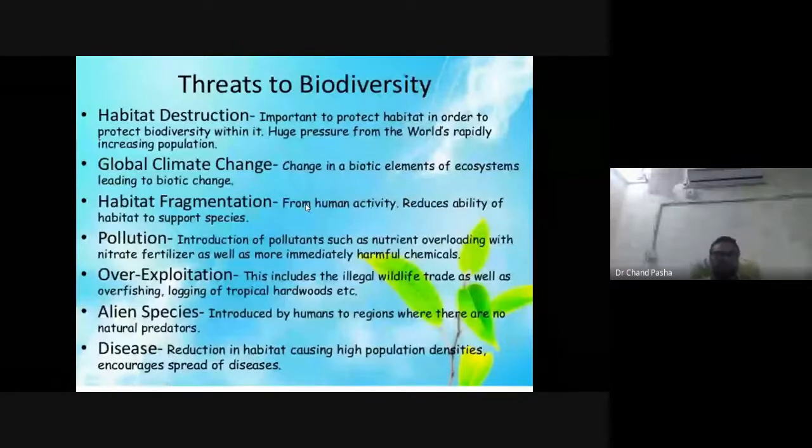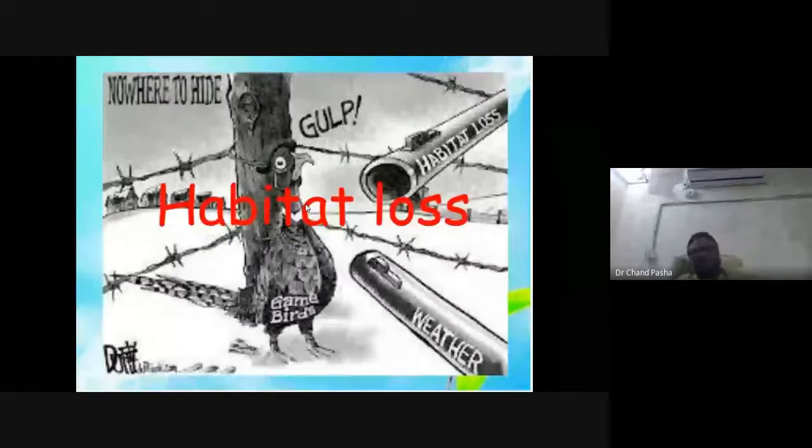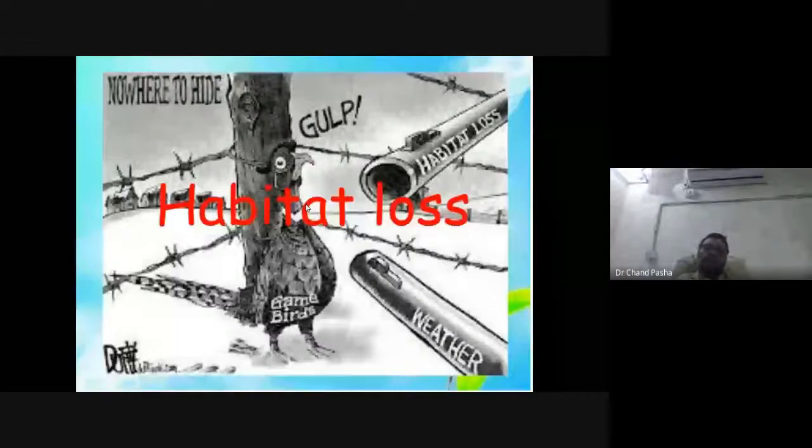Diseases. Earlier we used to have very few diseases. As more mutations are taking place, potent pathogens are developing. So diseases are also coming. Plants are facing a lot of plant diseases. That's what is creating a threat to biodiversity. So these are habitat loss, and there could be different reasons. One, human activities, cutting of the trees, and weather. There's another reason.